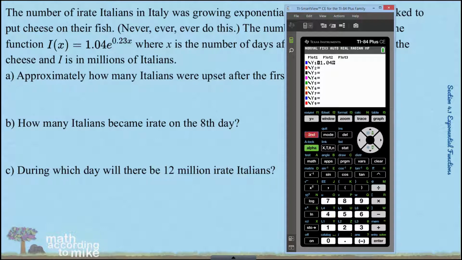So I'm going to hit second ln. And on this style of calculator, notice it makes a pretty little box. And I can type in the rest, 0.23x.